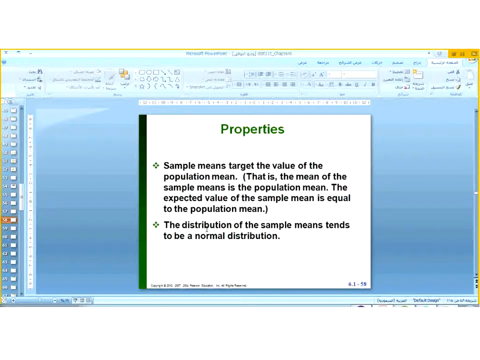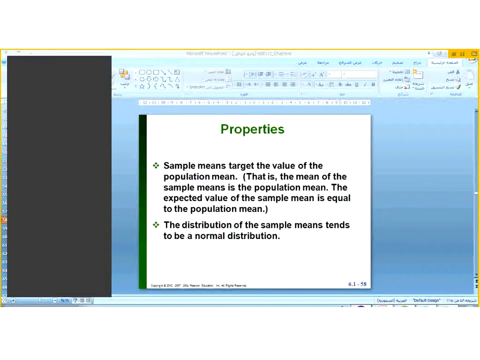So the sample mean targets the value of the population mean. Sometimes when I have a very large population, I can't find the mean. What do I do? I take a sample and find the sample mean, and say the sample mean equals, for example, 7, which means the estimate of the population mean is 7. That is, the mean of the sample mean is the population mean. The expected value of the sample mean is equal to the population mean. This is what we were saying.